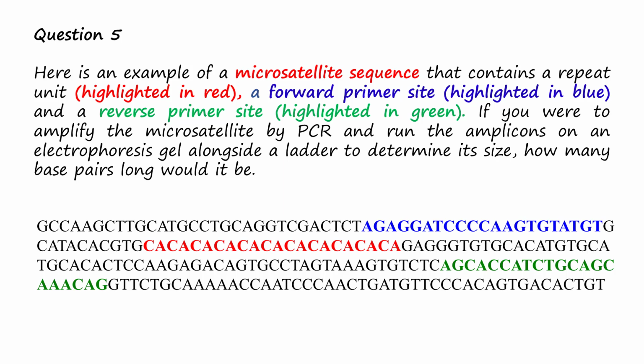Question 5. Here is an example of a microsatellite sequence that contains a repeat unit highlighted in red, a forward primer site highlighted in blue, and a reverse primer site highlighted in green. If you were to amplify the microsatellite by PCR and run the amplicons on an electrophoresis gel alongside a ladder to determine the amplicon size, how many base pairs long would the amplicon be?